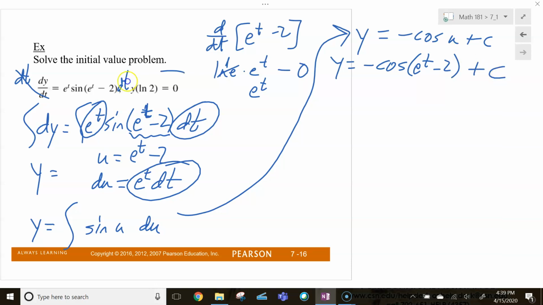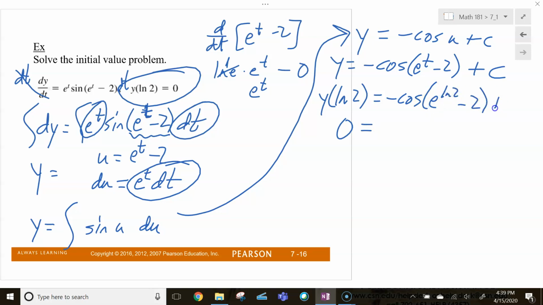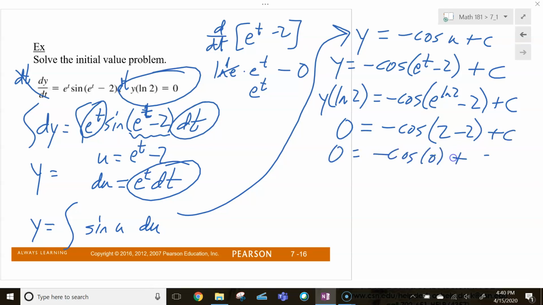Now I would stop here, but they gave us an initial value. They told us y of the natural log of 2 equals 0. So if I plug in ln of 2 for t, y of the ln of 2 is equal to 0. Now, e and the natural log undo each other. We know the cosine of 0 is 1. Add 1 to both sides. It looks like our constant is 1, so now we know our constant.